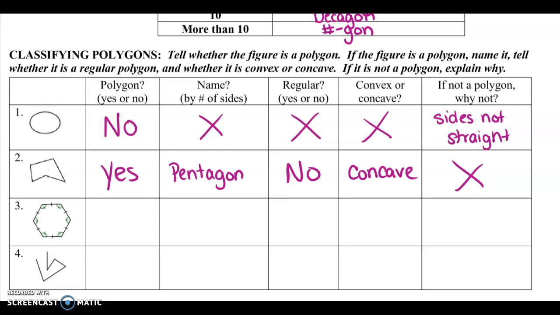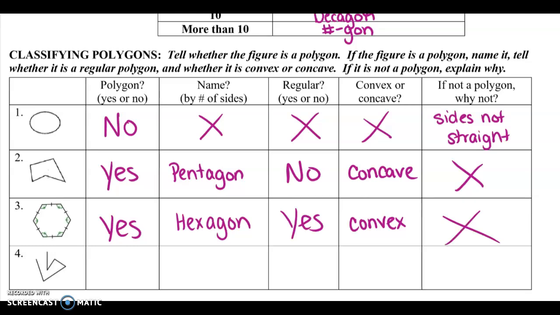All right, the next one. Yes, this is a polygon. It has 1, 2, 3, 4, 5, 6 sides. So it's a hexagon. And yes, it is regular. The reason why it's regular is you can see that all the angles are marked and all the sides are marked to be congruent. This is convex because nothing jets in to make a cave, and then I don't need to answer the last one.